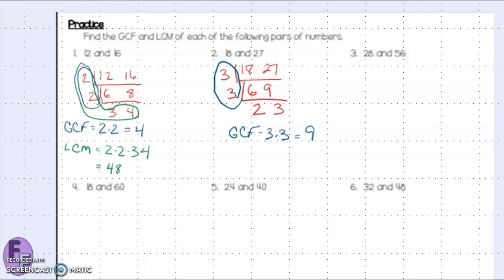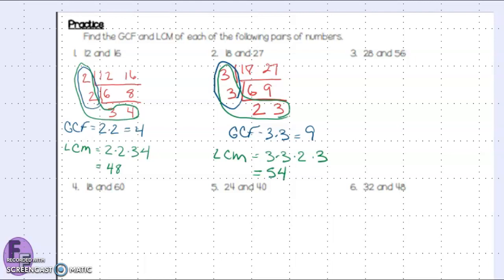Then I'm looking for my LCM. That's multiplying everything outside the division bars together. Notice it kind of makes an L. So LCM is 3 times 3 times 2 times 3. 3 times 3 is 9, times another 3 is 27, and I'm going to double 27 to make it 54.